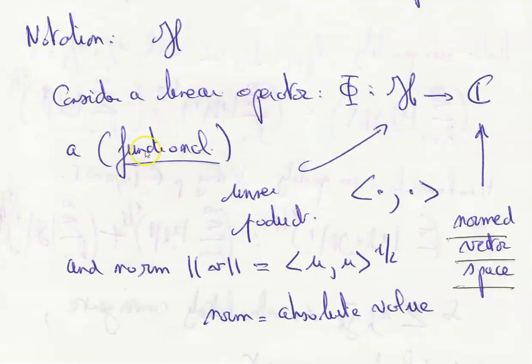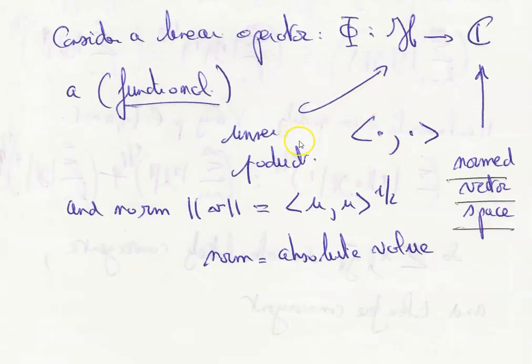So let's consider now a linear operator phi between a Hilbert space, which has an inner product, and a normed vector space, which is C here. So this is a Hilbert space which has an inner product, and with respect to the norm, the norm of V is the square root of the inner product between V and itself. Okay, the norm in C is the absolute value.